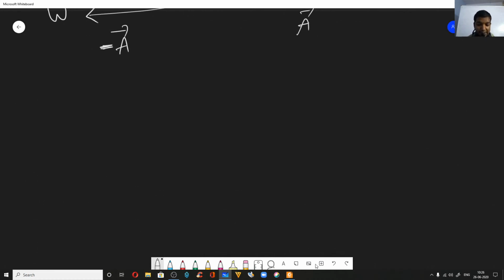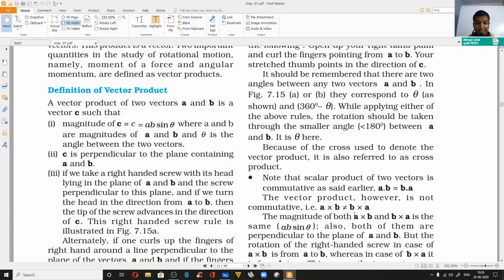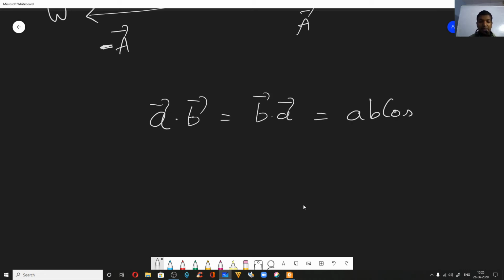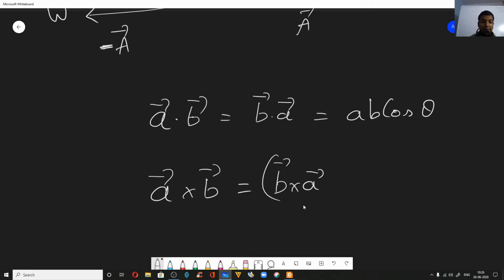Now next let us see the commutative property. If you remember dot product or scalar product, we saw that commutative property is actually obeyed there. So A dot B is equal to B dot A. Both of them you will get as A B cos theta. But A cross B is equal to B cross A? Just now I told you it will be negative of B cross A. Then it is right.